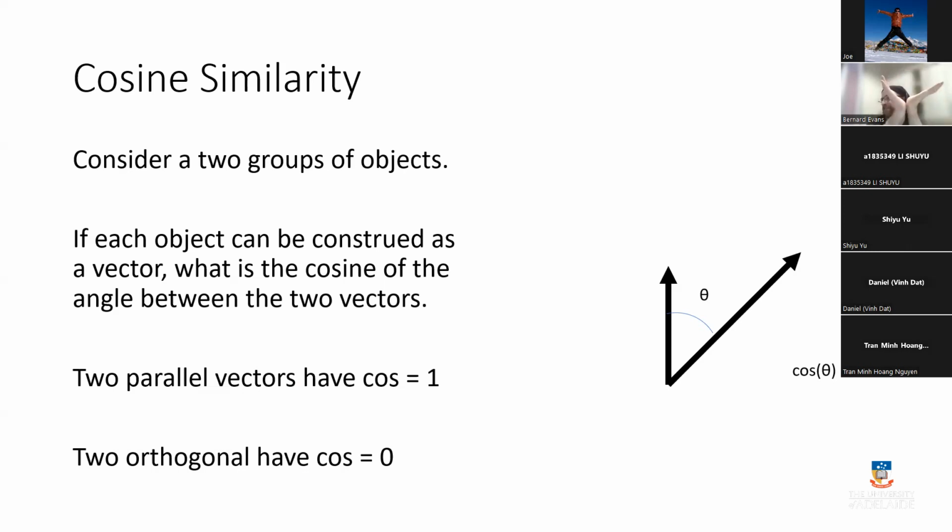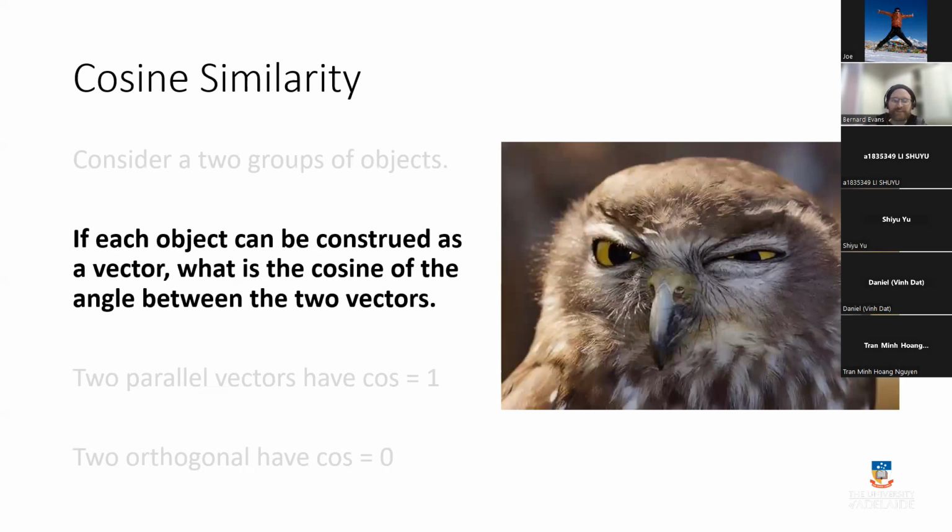And then if it's 90 degrees, the vectors will be completely orthogonal, and we might say that there's 0 correlation, right? So I'm like, oh yeah, that makes sense. I like it. Except when I was looking at this, I was like, wait, what? If each object can be construed as a vector, what the hell does that mean? As in, I have a group and I'm just going to arbitrarily turn my group into a vector.